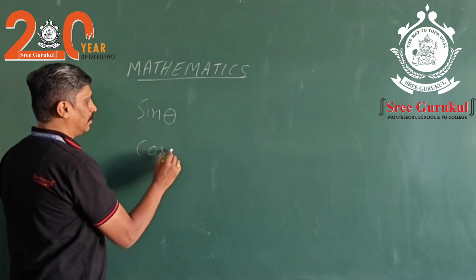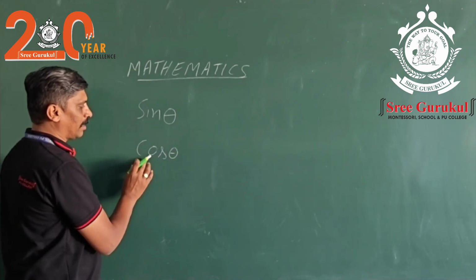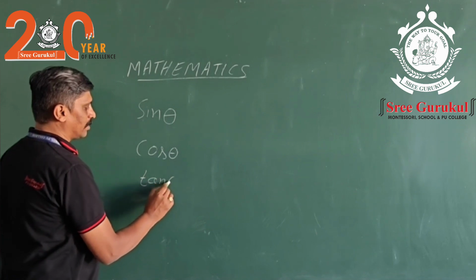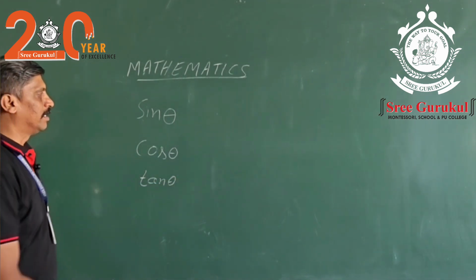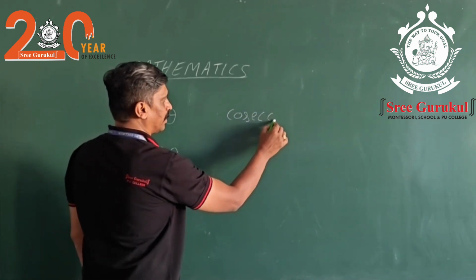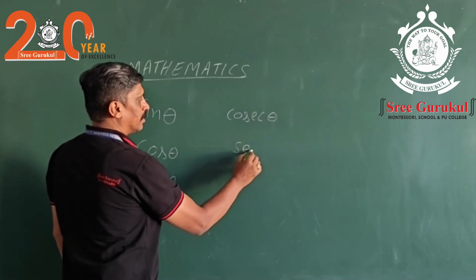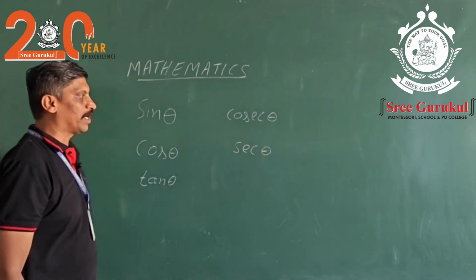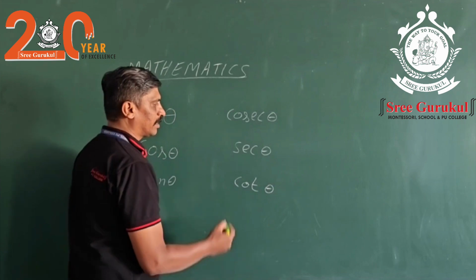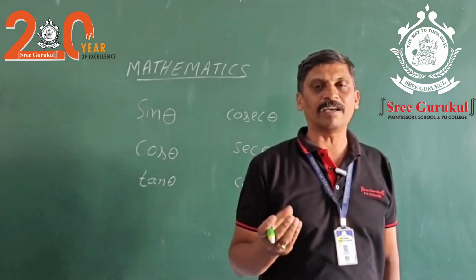Next, cos theta. Cosine of an angle is written in the form of cos theta. Tan of an angle can be written in the form of tan theta. Similarly, cosecant theta is written as cosec theta. Secant theta is written as sec theta. And cotangent is written as cot theta. So theta indicates the measurement of an angle.